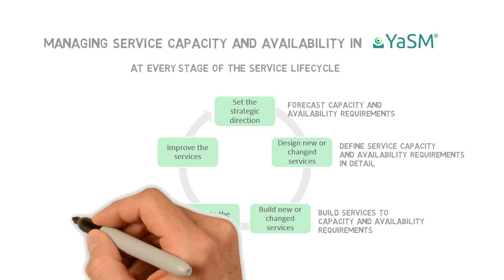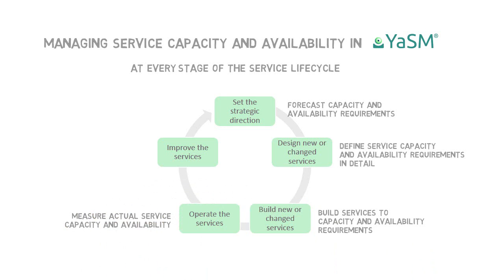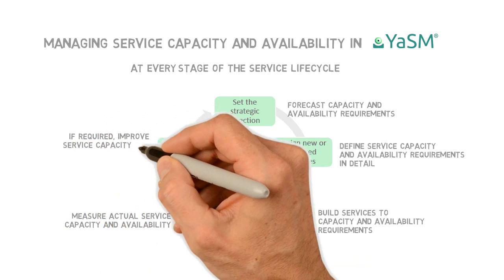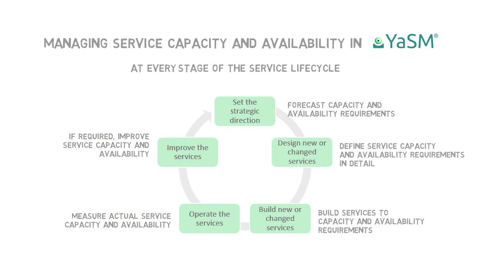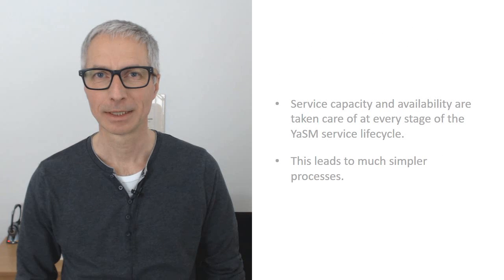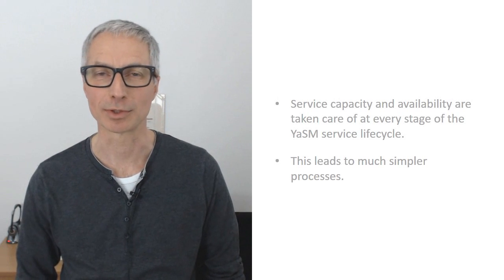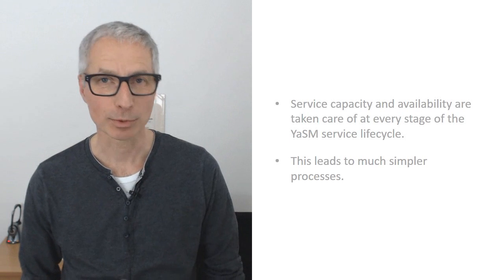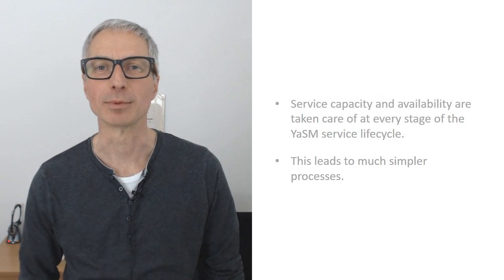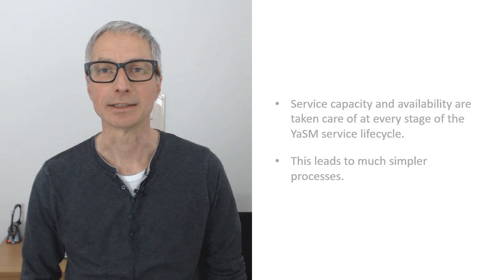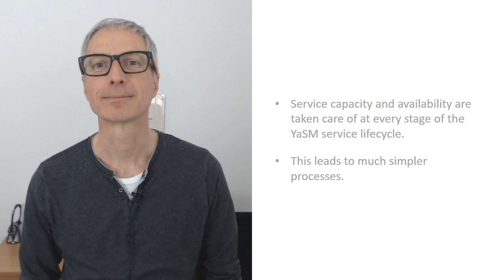And during service operation, we measure actual service capacity and availability and produce service quality reports. Finally, if it turns out that the services do not deliver the required levels of capacity and availability, we take corrective action and implement service improvements. So as you can see, we can do without capacity and availability management processes in YaSM. But of course we ensure that service capacity and availability are taken care of, and the necessary activities are there.